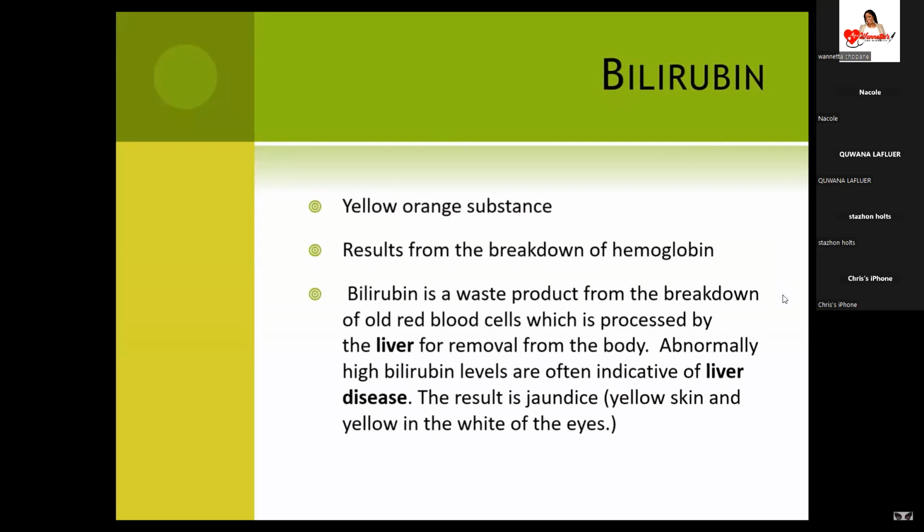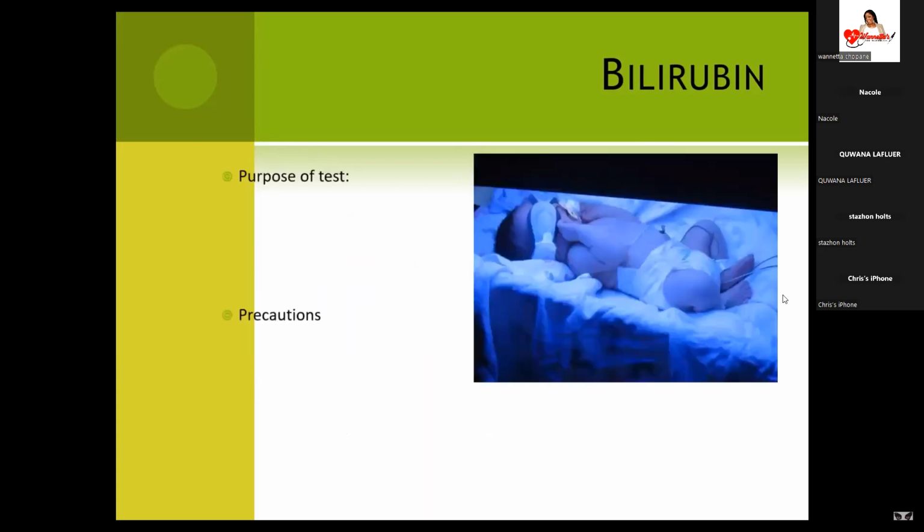Abnormally high bilirubin levels are often indicative of liver disease. The result is jaundice, yellow skin, and yellow in the white of the eyes. Now, what would be the purpose of this test? Well, one would be determining liver disease. Another would determine blockage in the bile duct. And another is neonatal jaundice.